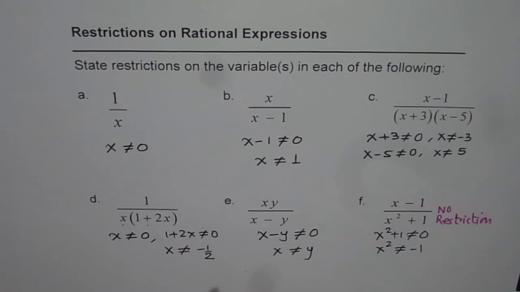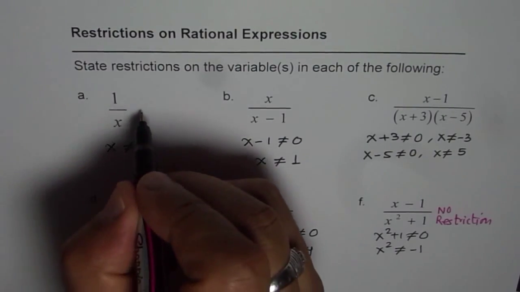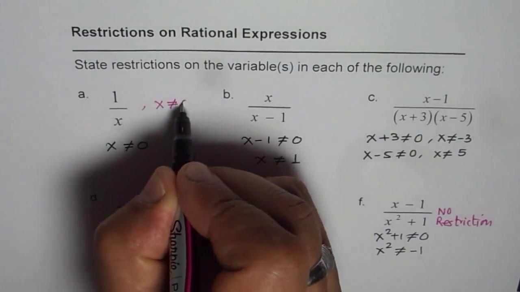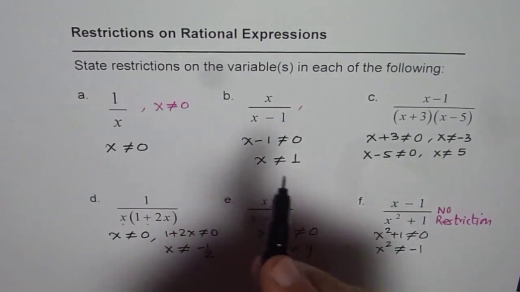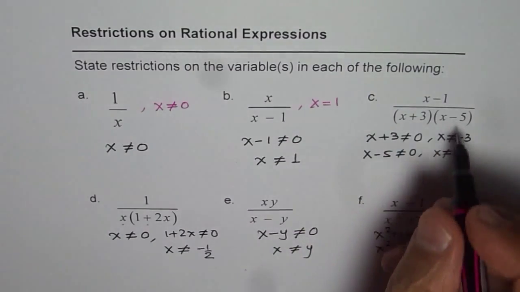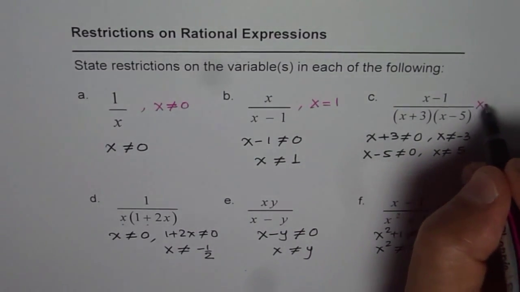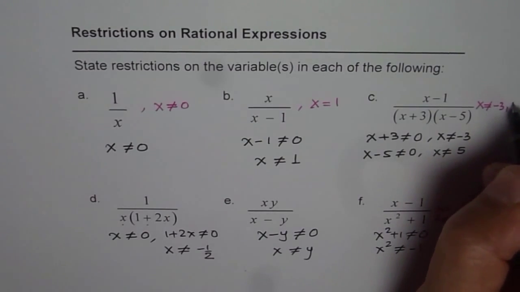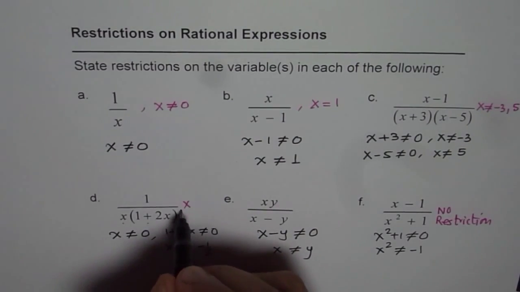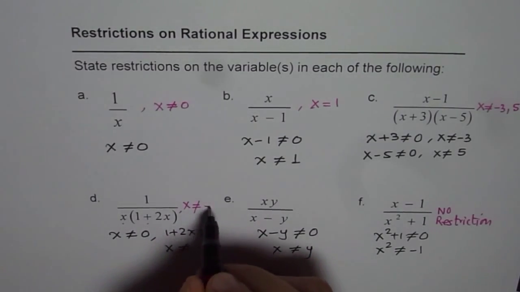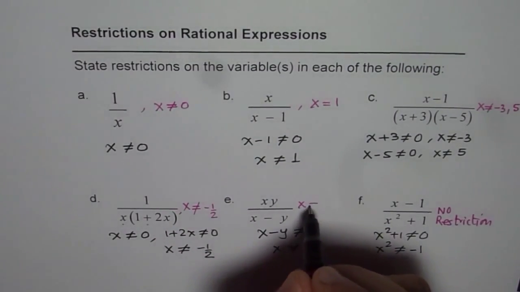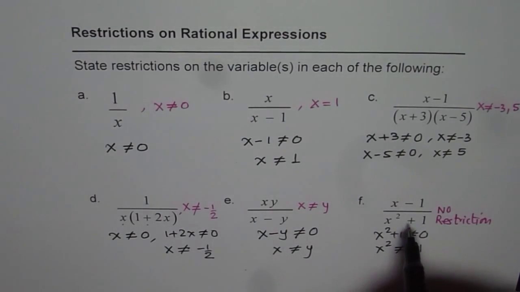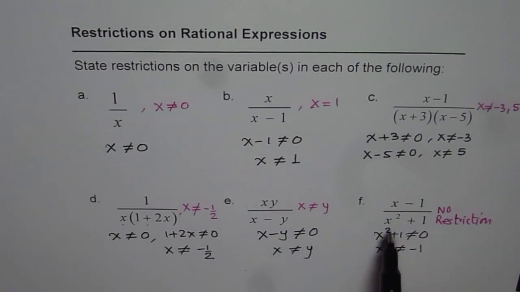Now let's summarize. The first expression, the denominator should not be 0, so the restriction is that x is not equal to 0. For the second one, x is not equal to plus 1. Here we have x is not equal to minus 3 and plus 5. In this case, x is not equal to minus half, right? And here x is not equal to y. And this last function, the denominator is x squared plus 1, which is always positive and never 0. So it has no restriction.